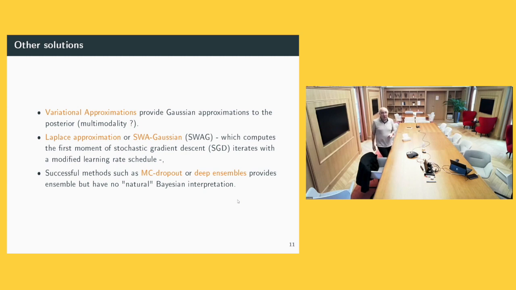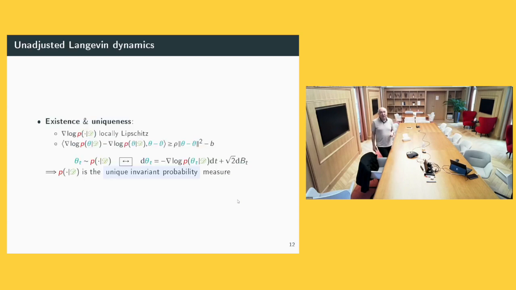You might have a multivariate Gaussian approximation, which has a different flavor. As I said, you can do Laplace, or you can do SWAG, or multi-SWAG, or you can use other techniques. What I will use here is more familiar to my Russian friends. It's based on the unadjusted Langevin dynamics. So what you do is the following.